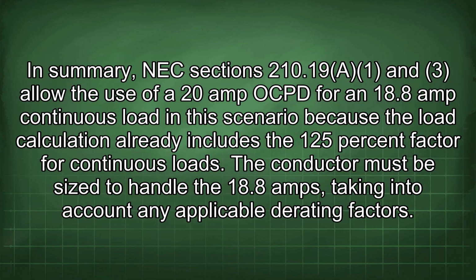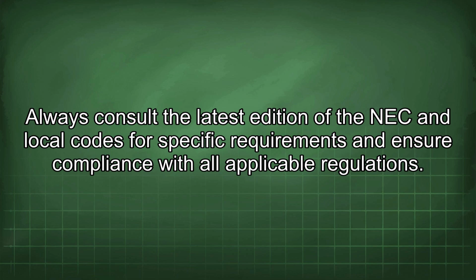In summary, NEC sections 210.19(A)(1) and (3) allow the use of a 20 amp OCPD for an 18.8 amp continuous load in this scenario because the load calculation already includes the 125% factor for continuous loads. The conductor must be sized to handle the 18.8 amps, taking into account any applicable derating factors. Always consult the latest edition of the NEC and local codes for specific requirements and ensure compliance with all applicable regulations.